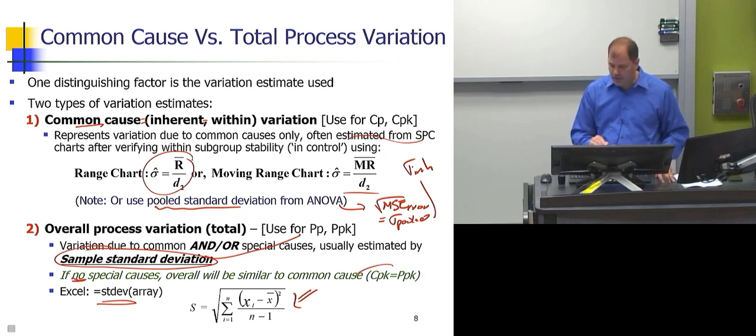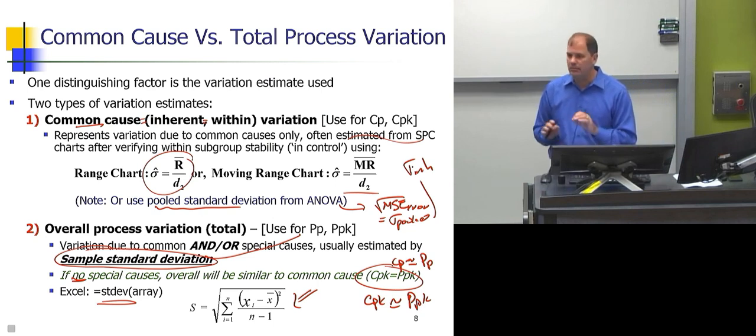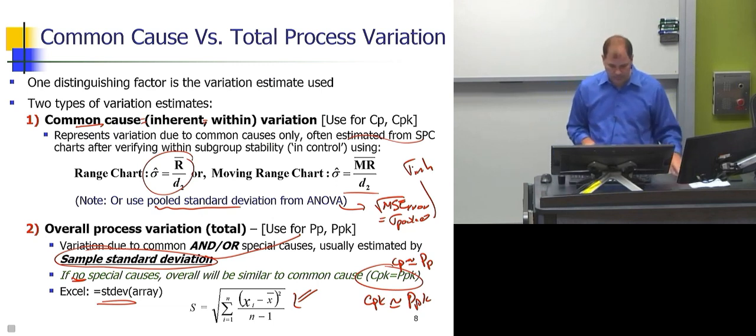If no special causes, you should get about the same as PPK, and CP will be about the same as PP. They won't be identical because it's different methods of estimating, but they should be close. Are we moving on?